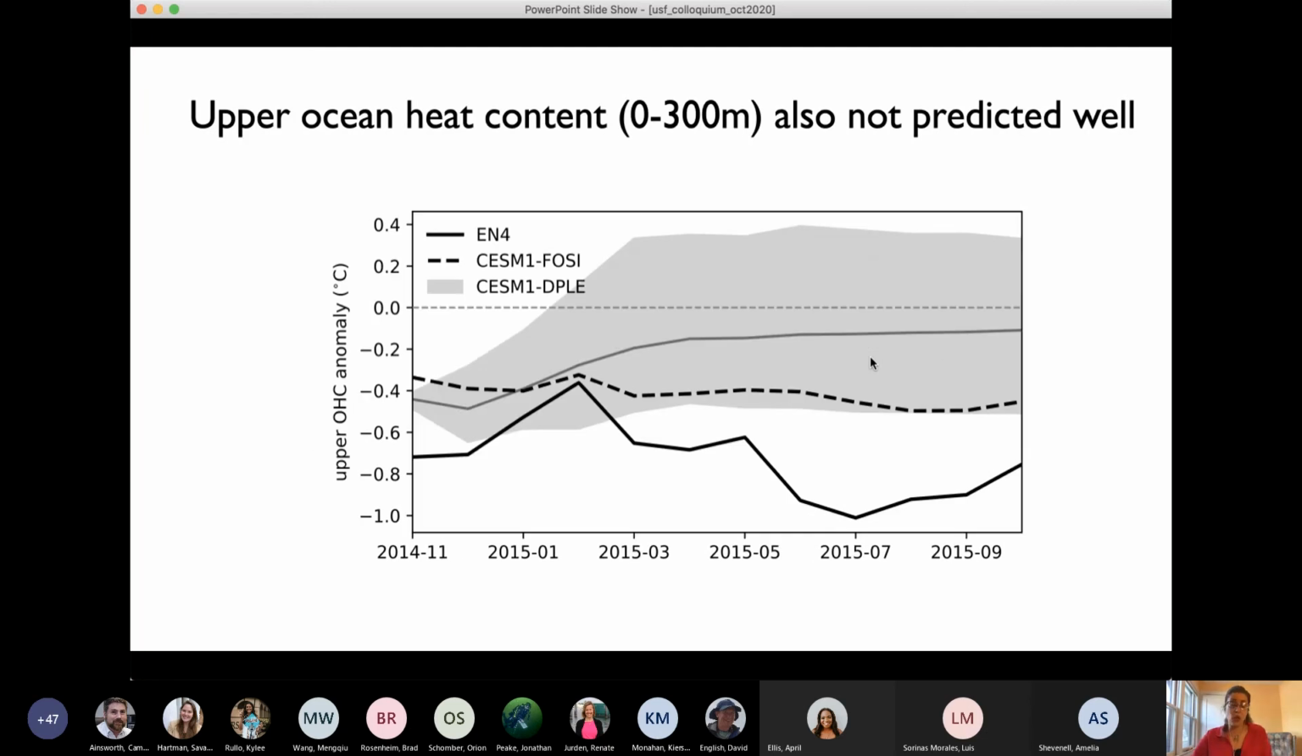The cold blob was also not just at the surface, it extends down to about 1,000 meters. So here's one representation of the ocean heat content down to 300 meters. What you can see is that the EN4 ocean heat content, an observation-based product, shows that our initialization probably wasn't cold enough. The FOSI probably wasn't quite cold enough, but even it stays colder while the ensemble mean starts slowly warming back up. So something about the entire process is acting to warm up the subpolar North Atlantic.